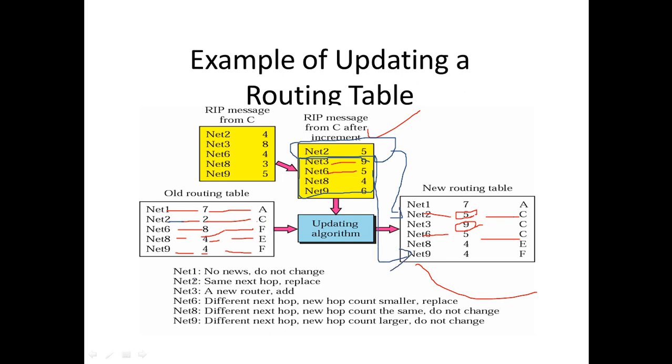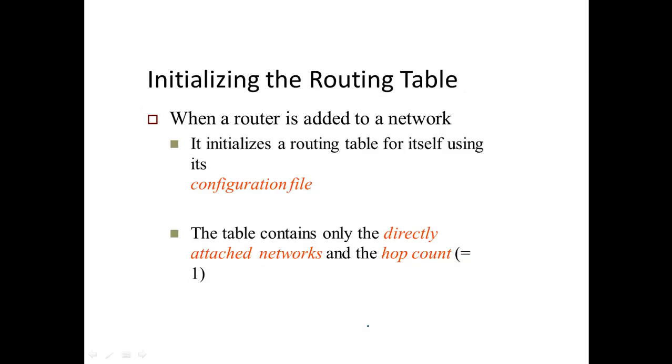This is the output message in tabular, descriptive form. Network 1: no news, do not change. Network 2: same next hop, replace. Network 3: a new router, you can see that it has added a different router, so it will replace that. The others: do not change, and do not change. So this is basically the procedure that is followed in this kind of protocol.